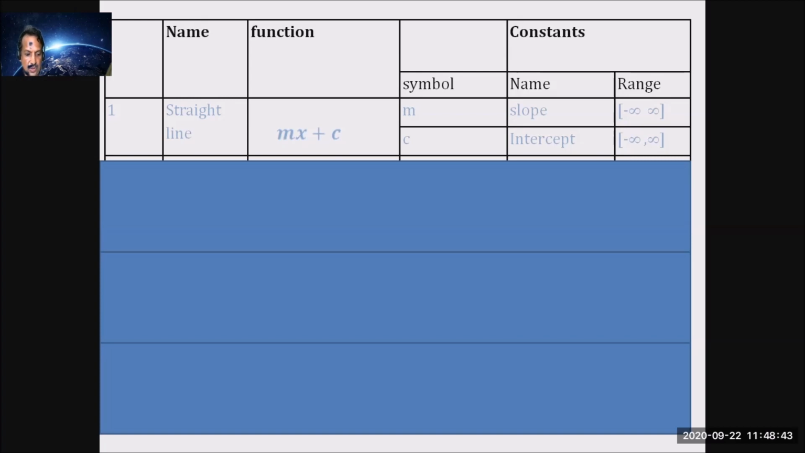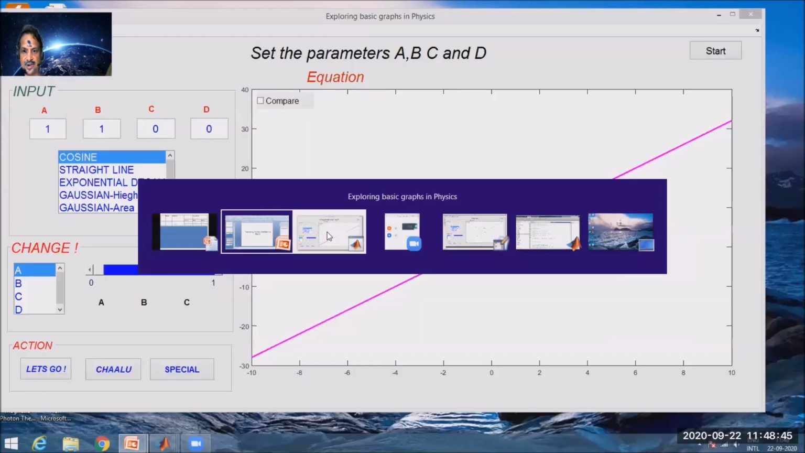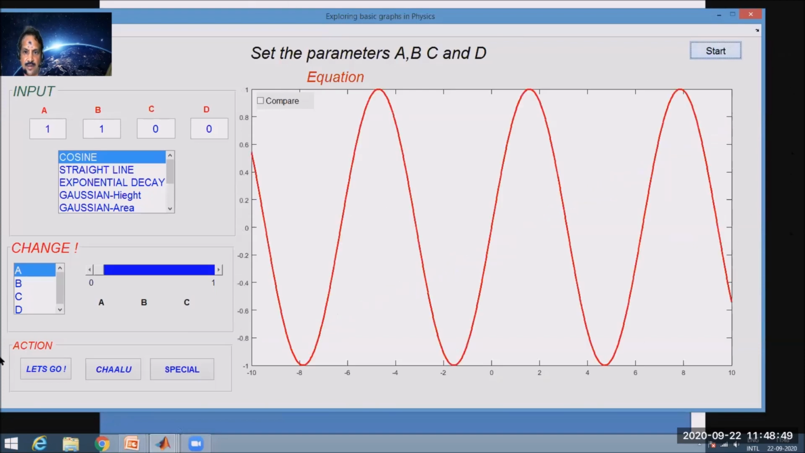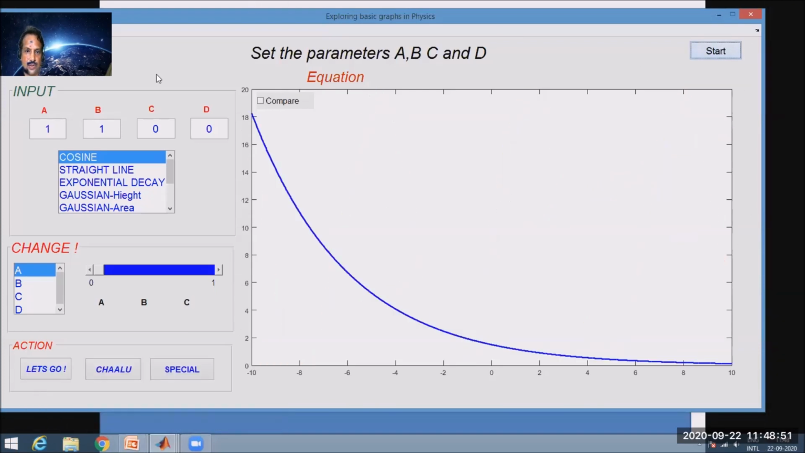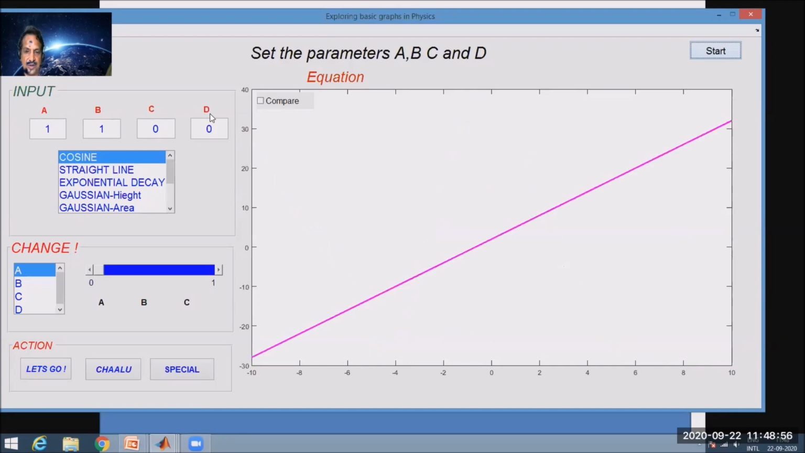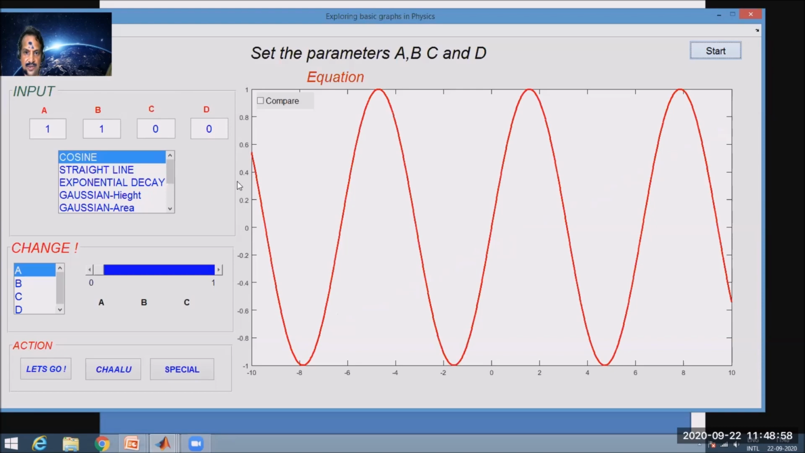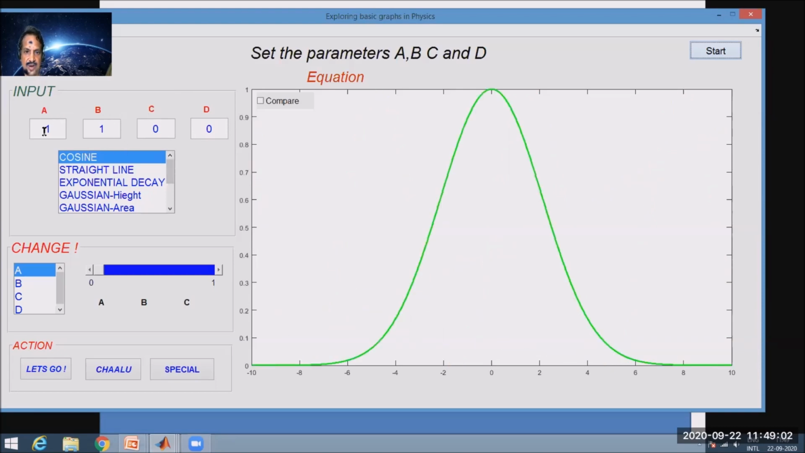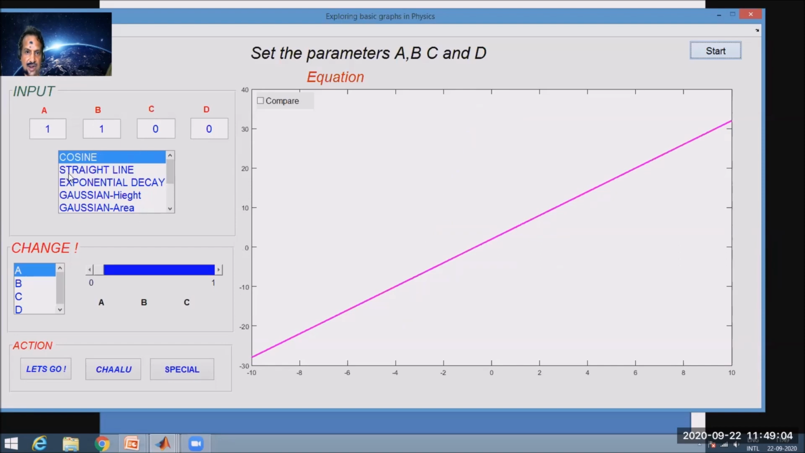So let us now move to visualization of these things. Here I have this panel. There are parameters, represented as A, B, C, D. In this simulation, D will not be used. Anyway, it is there, but we will not use it. A, B, C we will be using. We can change those parameters and we can select a function from here. There are different functions. This is not a complete list. This is some of them.